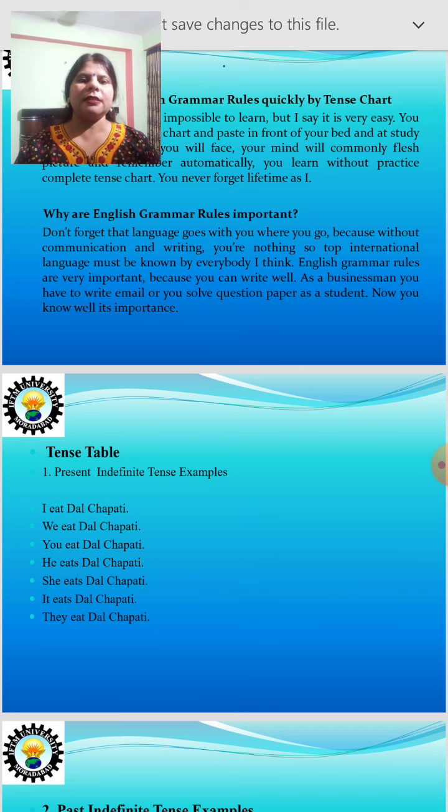You eat dal chapati. He eats dal chapati. Here the subject is singular, so the verb will take an s: eats, not eat. He eats dal chapati. She eats dal chapati. Here the subject is singular, so the verb will be eats, not eat. It eats dal chapati and they eat dal chapati.